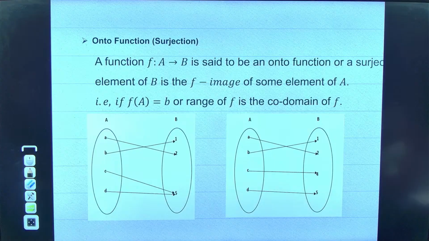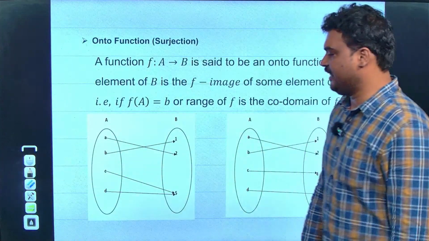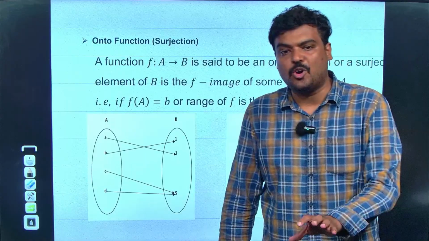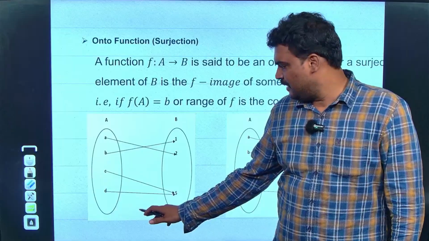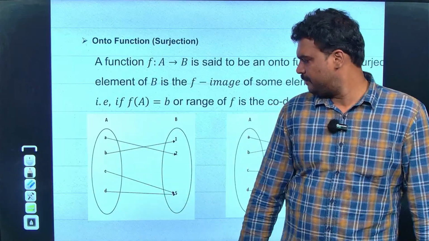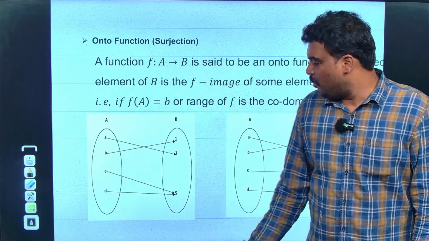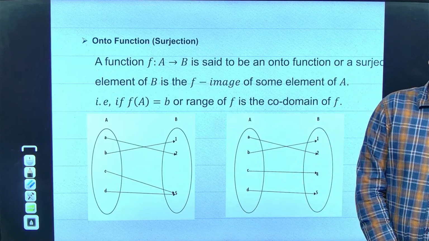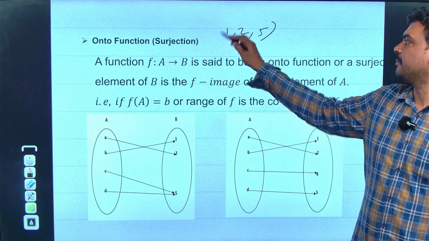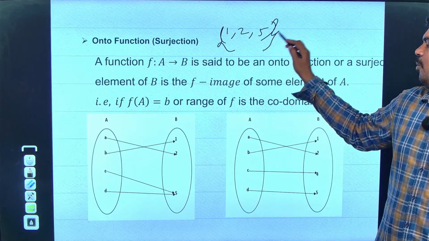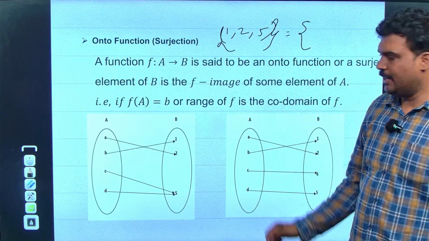So next we are going to go for onto function. So what is the meaning of onto function? It depends on my codomain and range. Guys, in this figure, what is the domain? A, B, C, D. What is codomain? 1, 2, and 5. Yes. What is my range? 1, 2, 5.